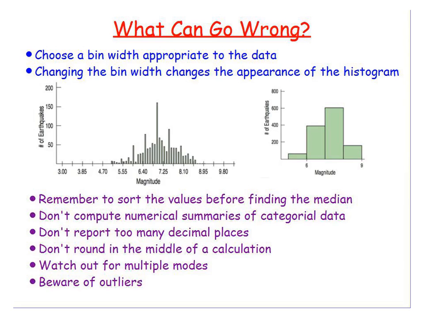Well, in regards to graphs, choosing a bin width that's appropriate to the data can be challenging. Changing the bin width easily changes the appearance of the histogram. These two pictures here are the exact same sets of data. One of them has a very tiny bin width, meaning those bars are very skinny. The other one has a much wider bin width. So which one is easier to read?